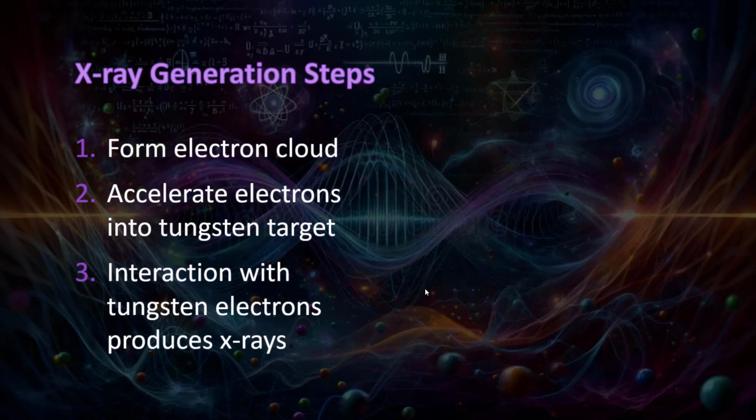All right, hopefully you can summarize the X-ray generation steps in your head. First of all, formation of the electron cloud. Where does that occur? That's in the cathode. And then the acceleration of the electrons into the tungsten target, so from the cathode to the anode. And then the interaction of that electron beam with tungsten is what produces X-rays, and that's what we're going to cover next. That's what occurs in the anode.